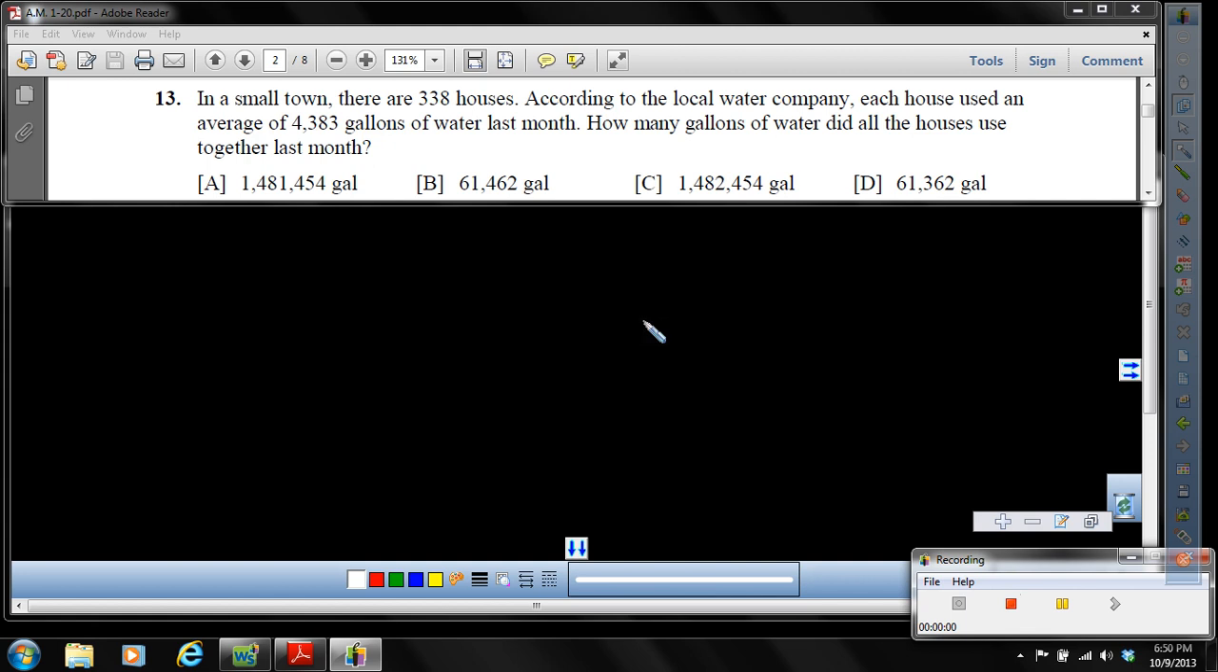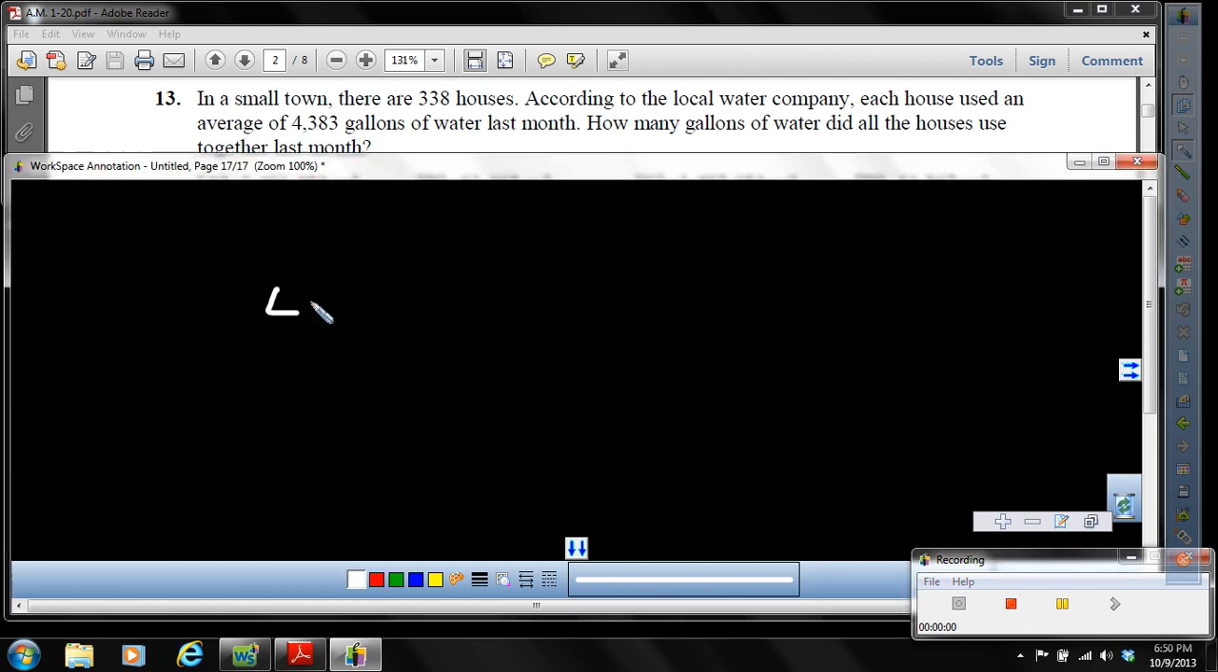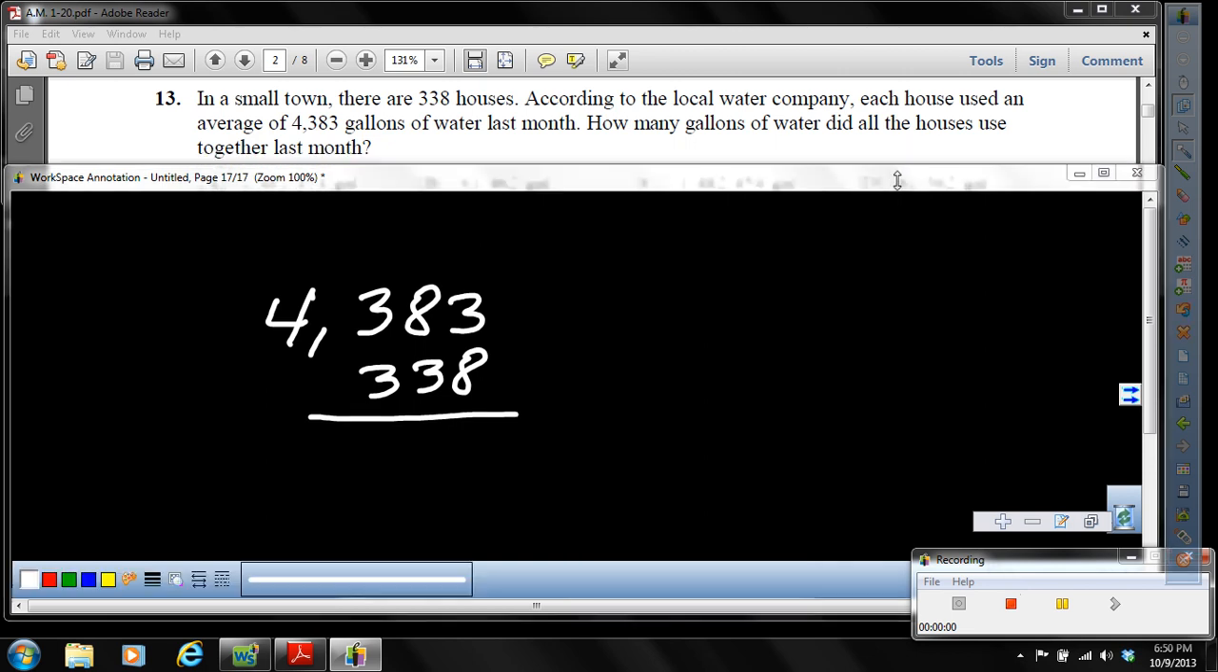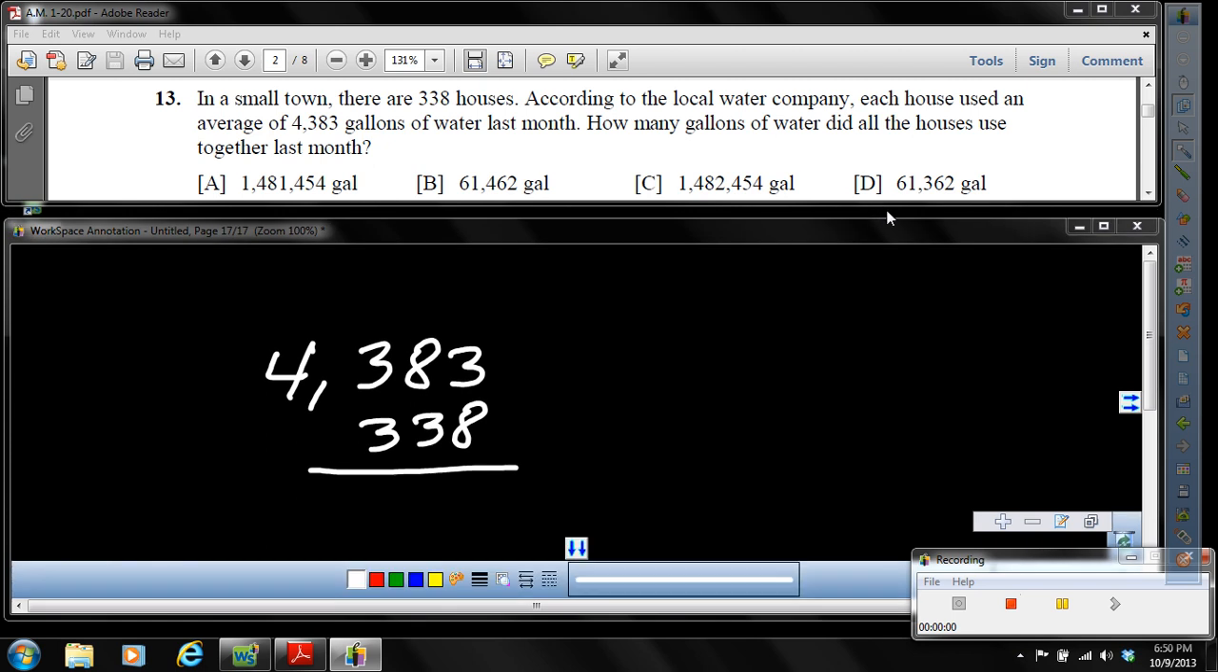Well, as we look at the problem and we look at the numbers, we know that we have 4 options in this problem. We can either add, subtract, multiply, or divide. I know that if I take my numbers, 4,383 and 338, move this down here, and look at our answers, we can see that the numbers get bigger.